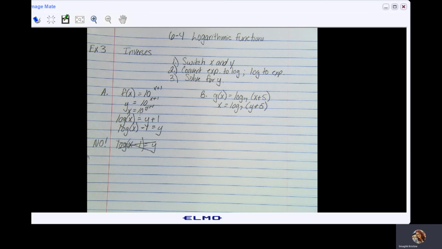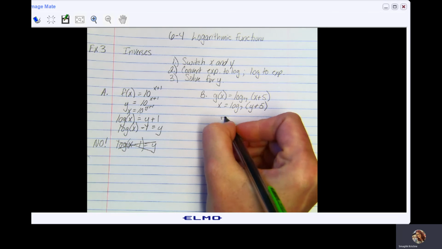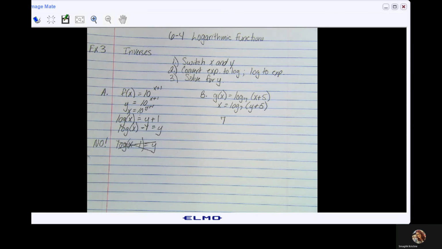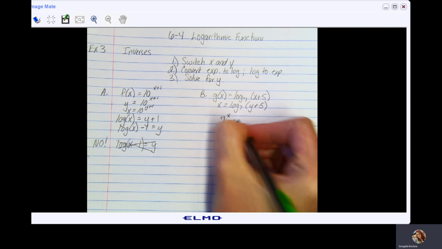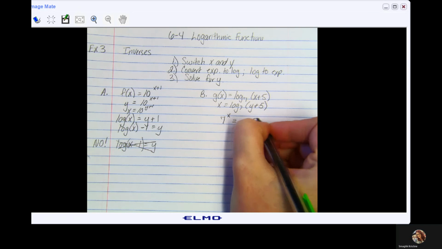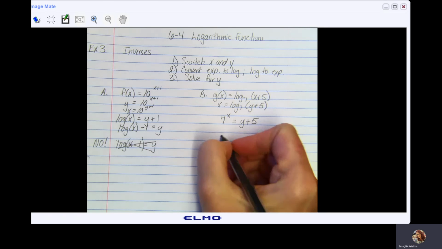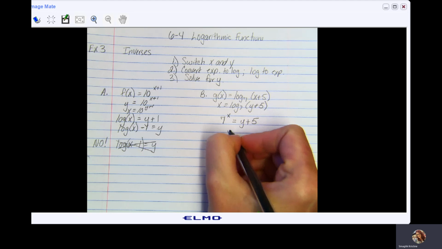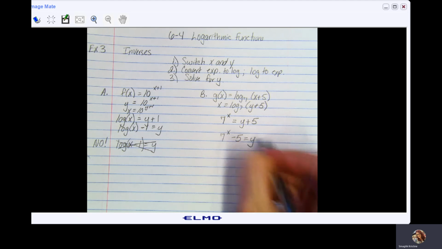So now let's go ahead and convert this into exponential form. My base is 7. The exponent is x, and the result or the argument is y plus 5. And now I'm going to subtract the 5 from both sides. So I get 7 raised to the x minus 5 equals y.